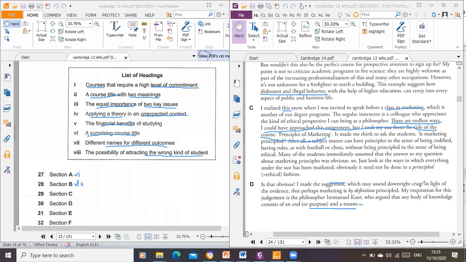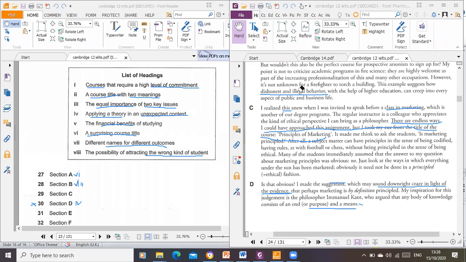So he said it may sound downright crazy in the light of the evidence that perhaps marketing is by definition principled. My inspiration for this judgment is such and such, who argued that any body of knowledge consists of an end and a means. So I'm choosing, let's say section D is 4. Okay. Now, I'm going to start this.